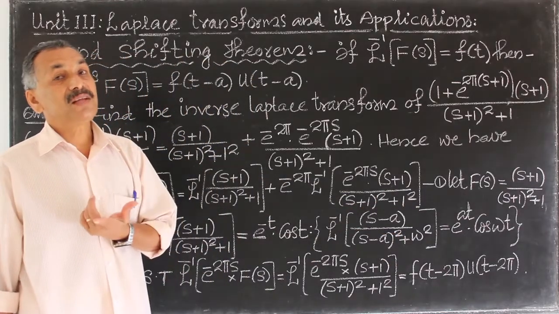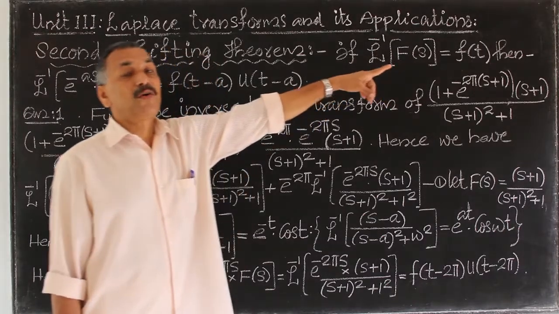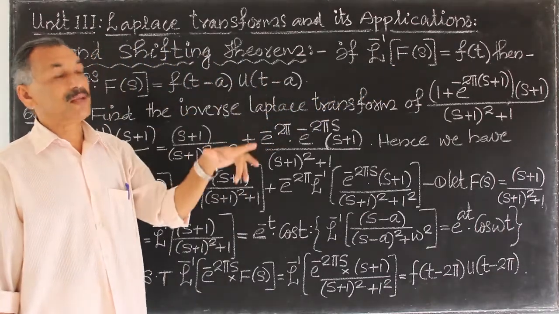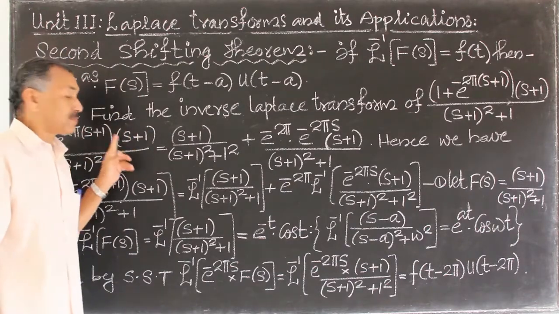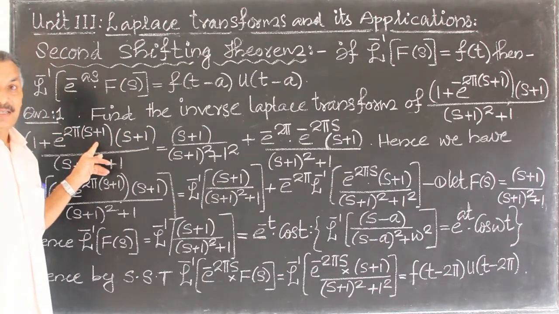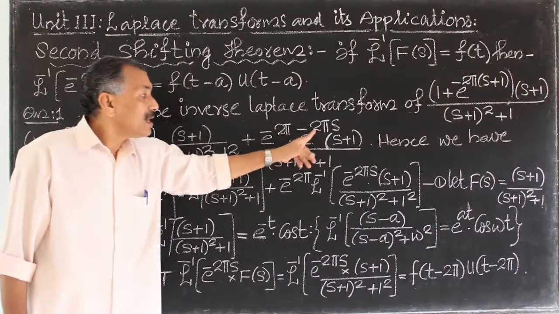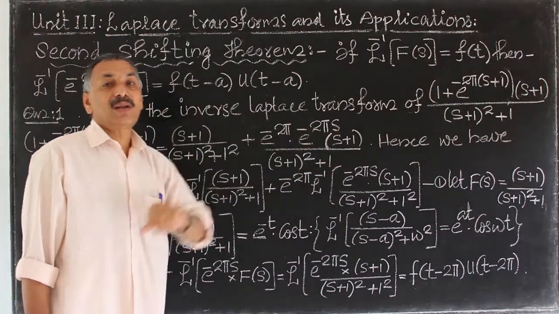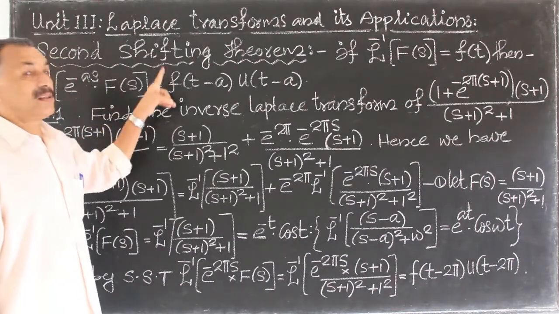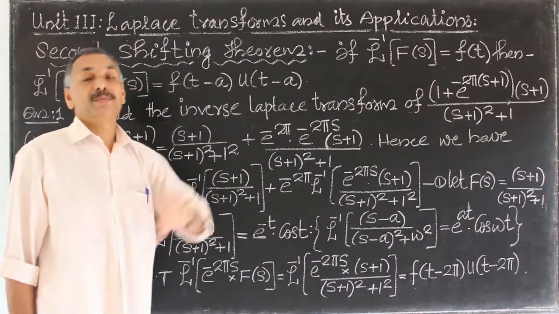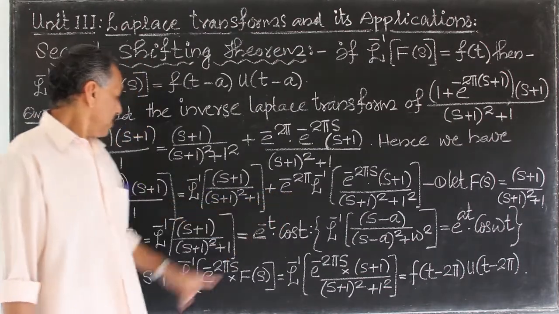And second shifting: if L inverse of f of s is equal to f of t, then the inverse of e raised to minus a s into f of s is f of t minus a into u of t minus a. Now e raised to minus a into s plus 1 should not come. e raised to minus a s, that is what we have written, e raised to minus 2 pi into e raised to minus a s in that form. Then the inverse of e raised to minus a s into f of s will be f of t minus a u of t minus a. Okay, what do we do with that?